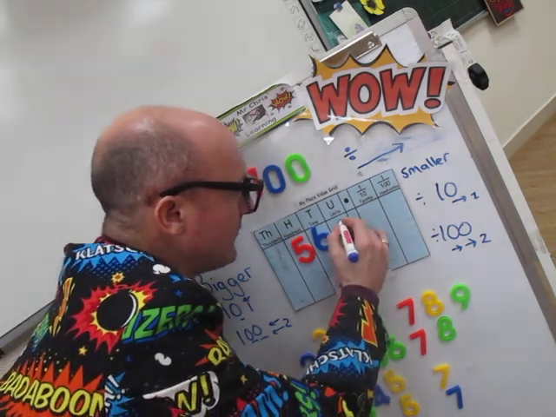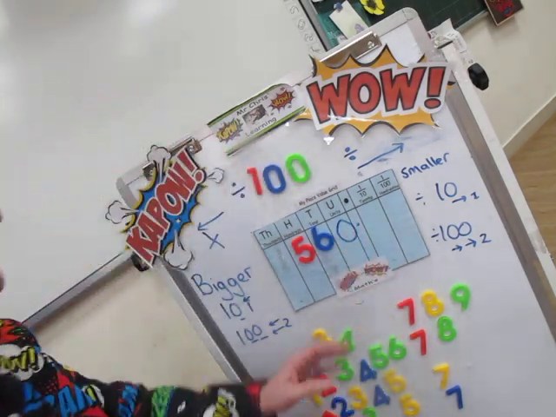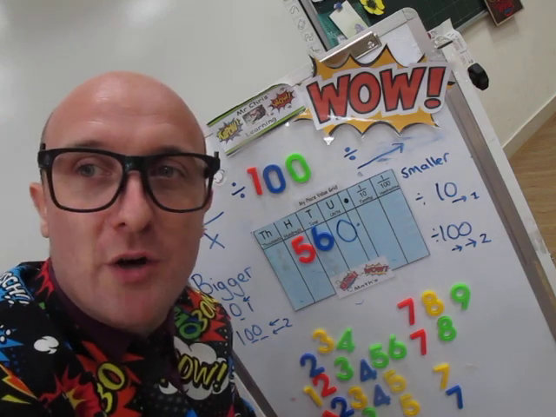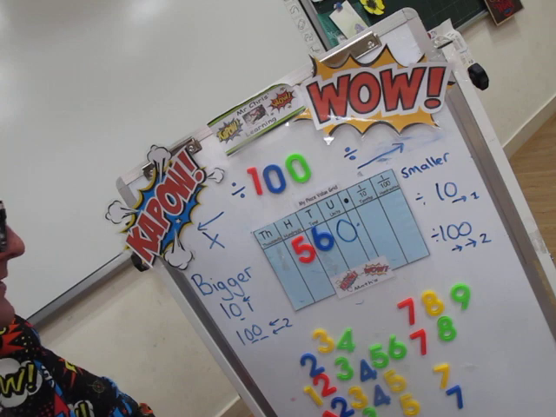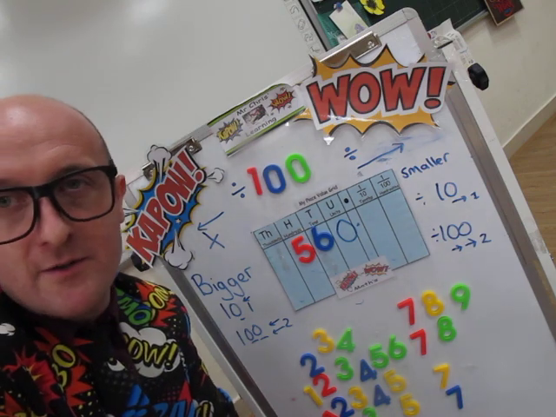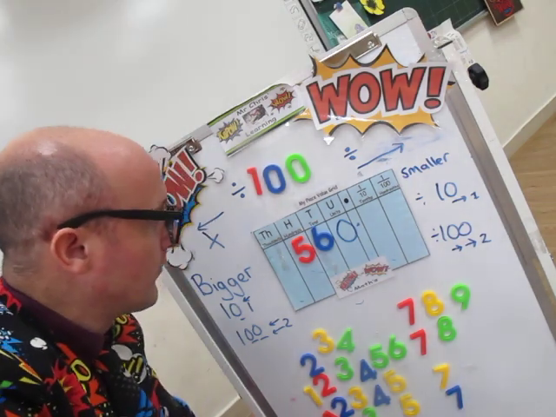560. I've got 560. That's my decimal point. Divide not by 10, by 100. Go. 3, 2. Bit of a sneaky one. 1, 0. Right. Let's see. I'm going to ask Ming Long. What do you think?